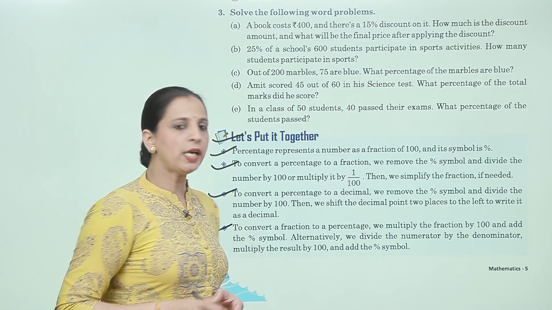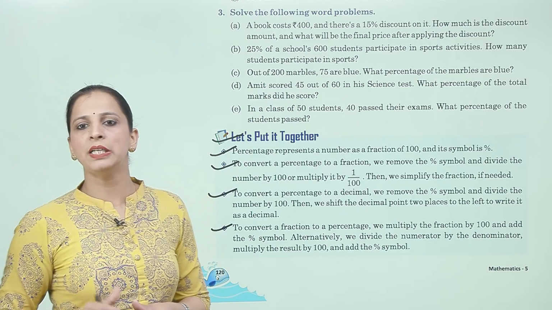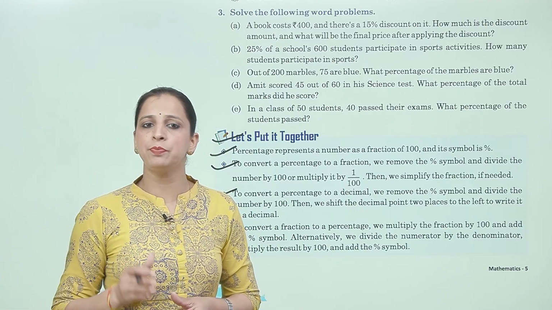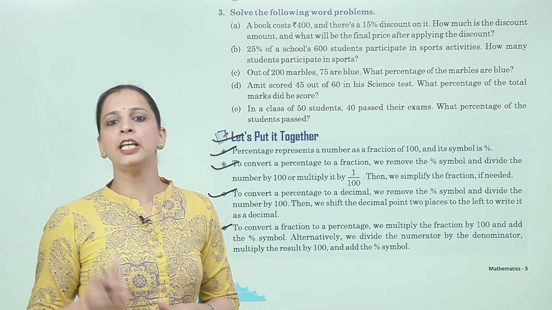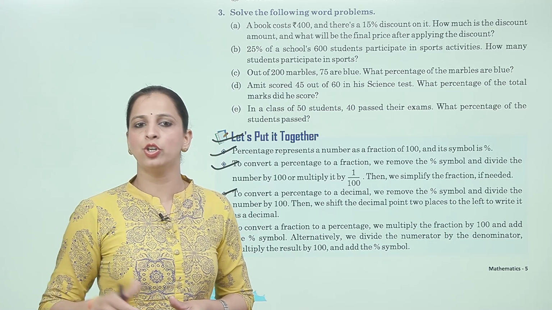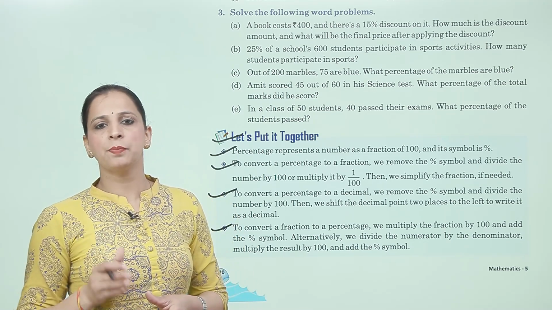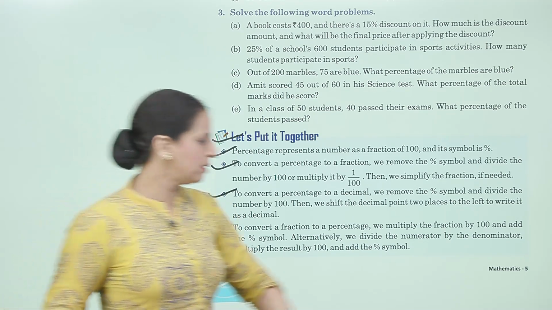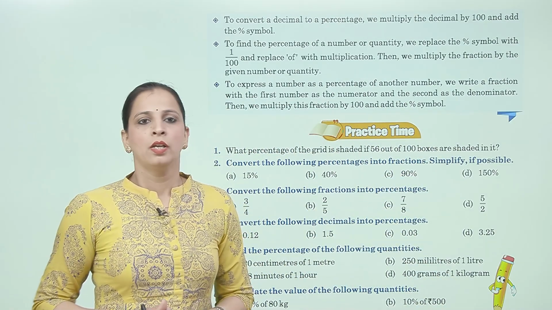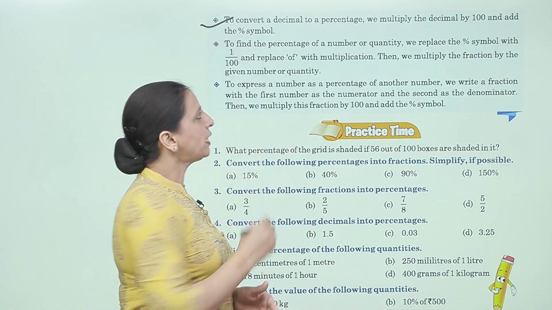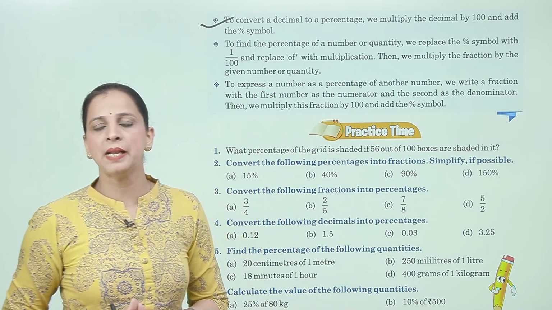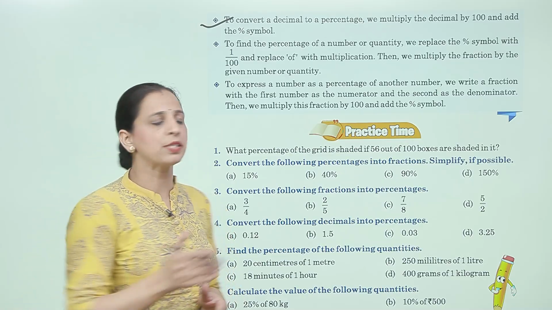Next, to convert a fraction to a percentage, we multiply the fraction by 100 and add the symbol percentage. Alternatively, we divide the numerator by the denominator, multiply the result by 100 and add the percentage symbol. Next, to convert a decimal to a percentage, we multiply the decimal by 100 and add the percentage symbol.